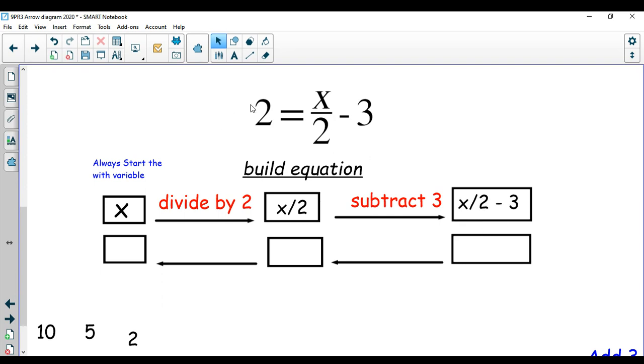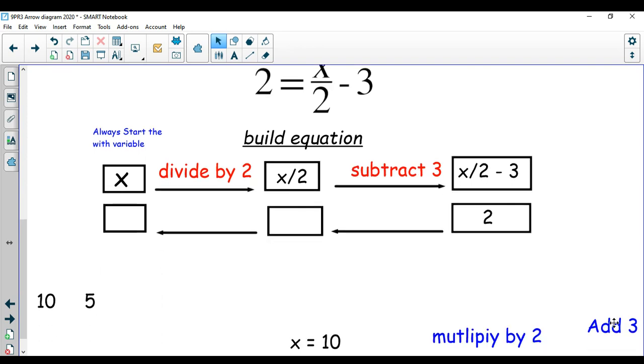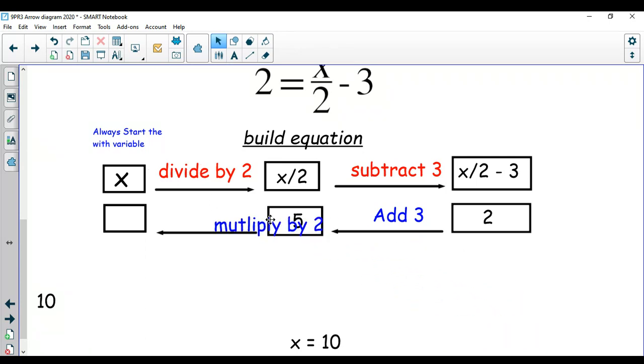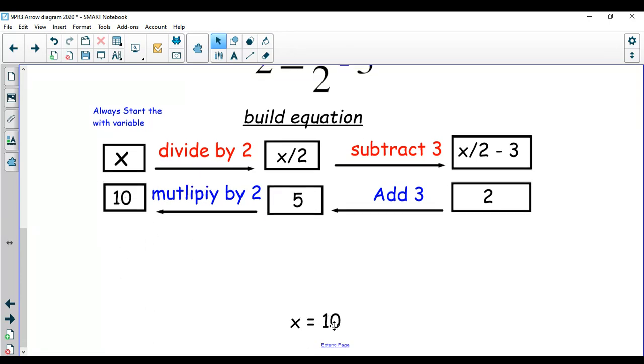We go to my left side. I have the number 2. So I put the 2 right below. Now the arrows go in the opposite direction. What is the inverse of subtract 3? Of course, it's add 3. 3 plus 2, that equals 5. What is the inverse of divided by 2? It is multiplied by 2. 5 times 2 is 10. X equals 10.